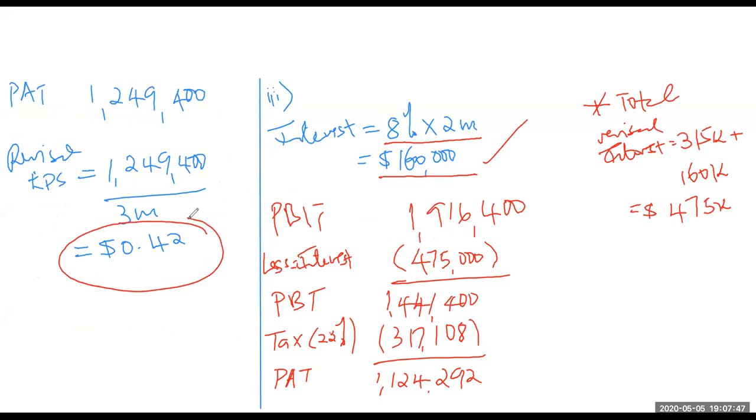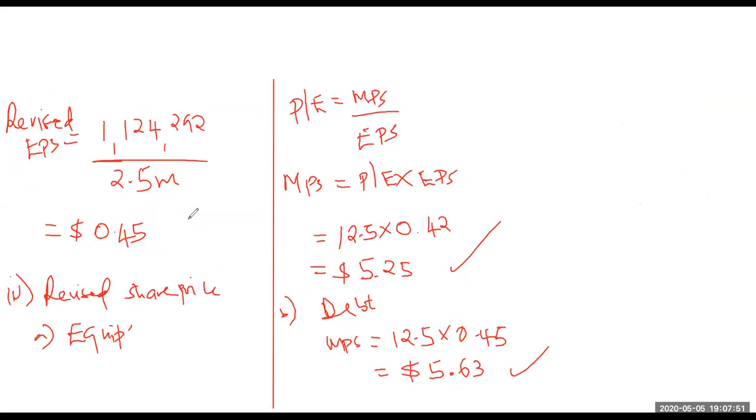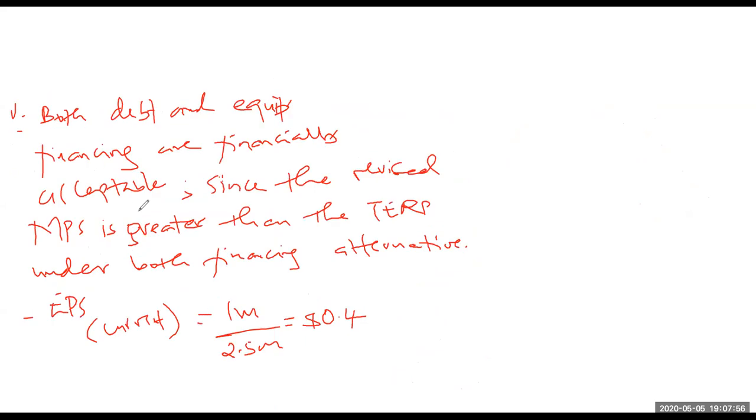That is equity. If they use debt, the earnings per share we got is 0.45. So under both methods, the proposed earnings per share is going to be higher than the current earnings per share. It's something good in terms of profitability, showing that the company's profit will be increasing even on a per share basis. So they are good financial alternatives. You can say they're also financially acceptable.